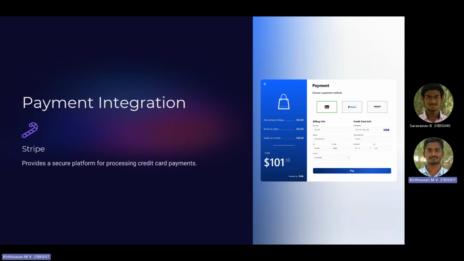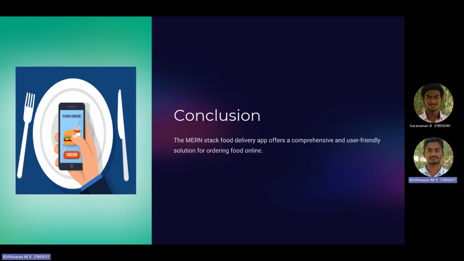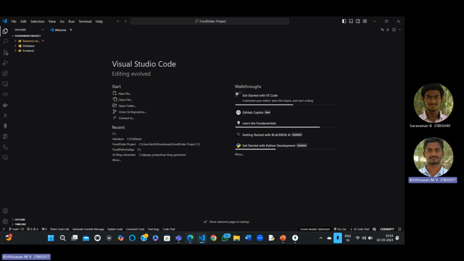It provides a secure platform for processing payments via credit card. And then it provides a responsive design. We can check out the food ordering app via our mobile, tablet, and desktop. And then coming to the conclusion, it provides a comprehensive and user-friendly solution for ordering food online. Now, my friend Saravanan is going to demonstrate the application.